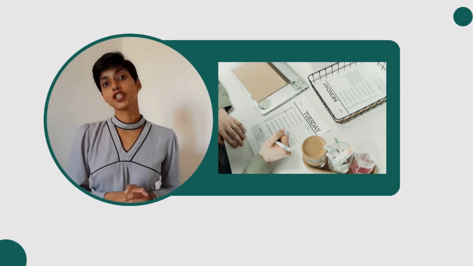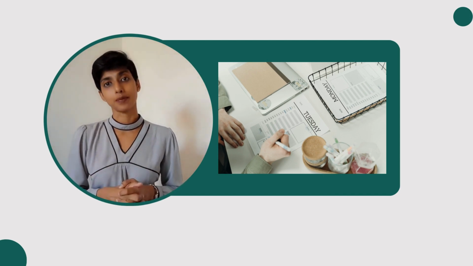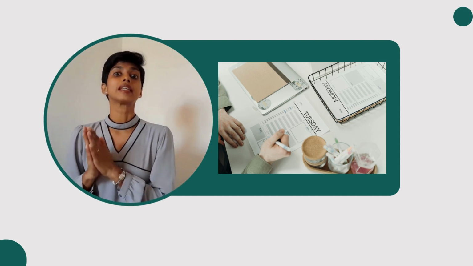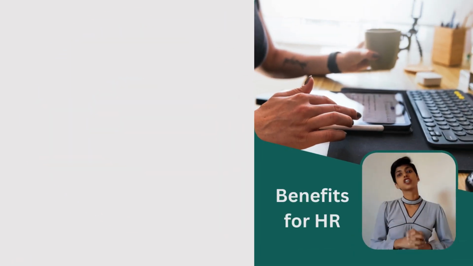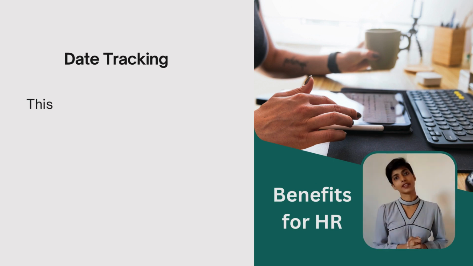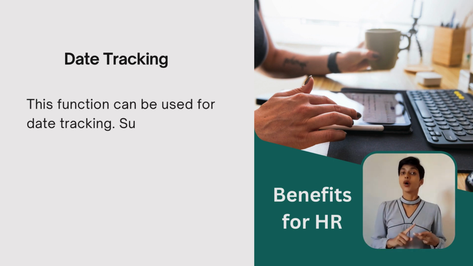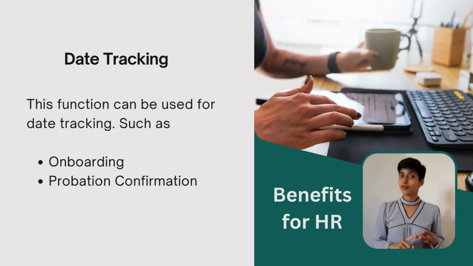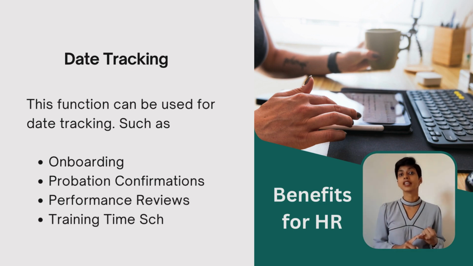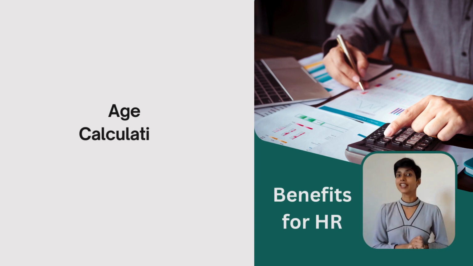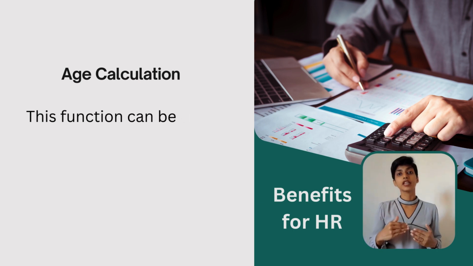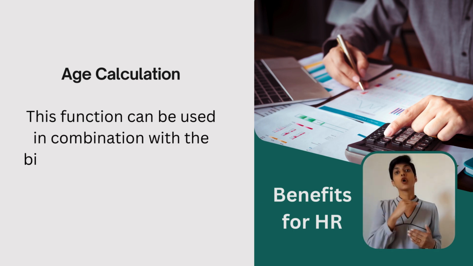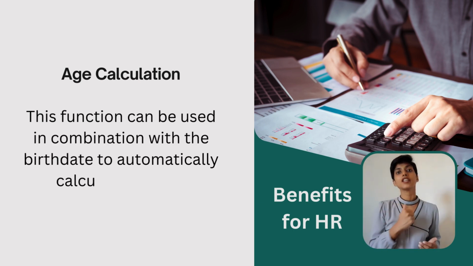The TODAY function can be used to automatically update dates, making it easier to keep track of time-sensitive events. This function can be used for date tracking, such as onboarding, probation confirmations, performance reviews, or even tracking training schedules. You can also use this function for age calculation. This function can be used in combination with the birth date to automatically calculate the age of an employee.